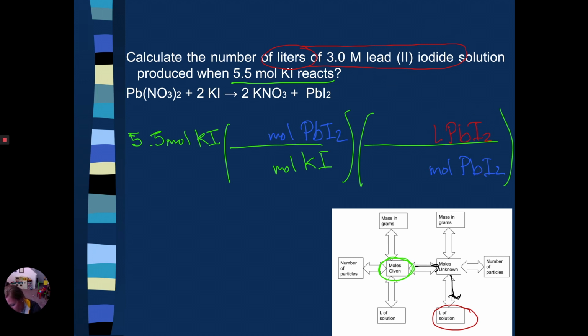Okay, mole to mole relationship is the balanced equation. So it's one of those for every two of those. The mole to liter relationship, so this step right here, that's the molarity, which is 3 in this case, and it needs to go on the bottom because moles is on the bottom. And then to 1, plug that into your calculator, and I got 0.92 liters of PbI2.